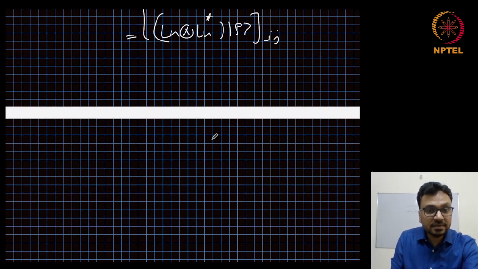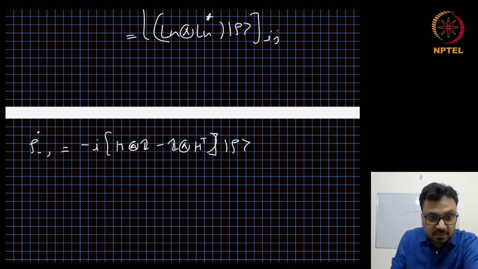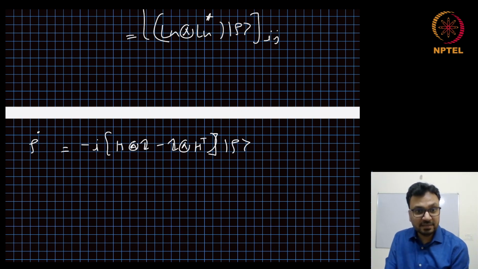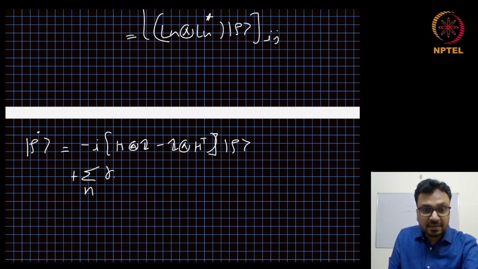So with this we can rewrite the whole master equation as rho ij dot equals minus i H tensor identity minus identity tensor H transpose acting on rho, and the ijth element of that. I'm just removing the ij element because everything is the ijth element. So it will be the vector rho dot equals minus i H tensor identity minus identity tensor H transpose acting on rho plus the dissipative term, sum over n gamma n.